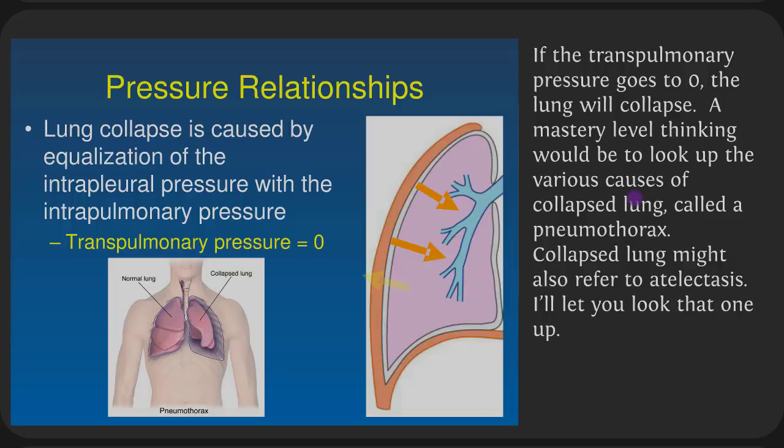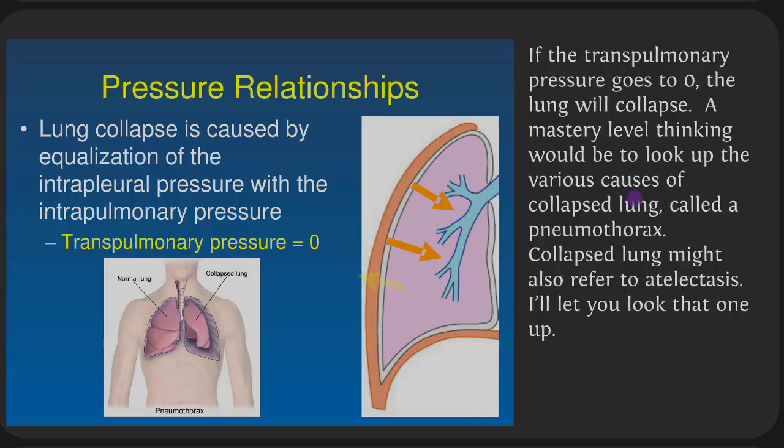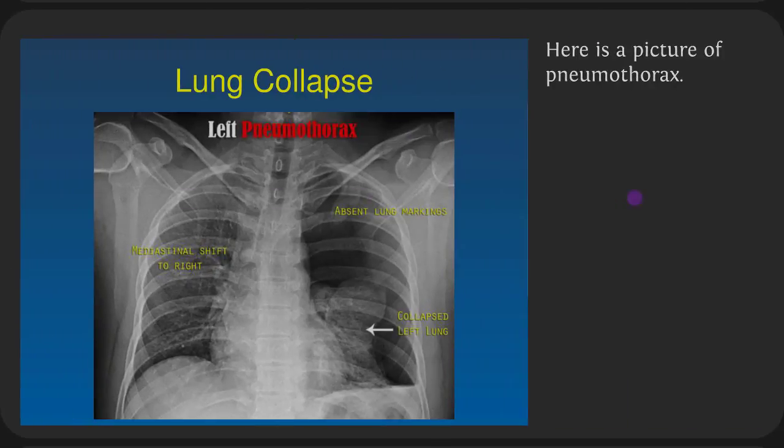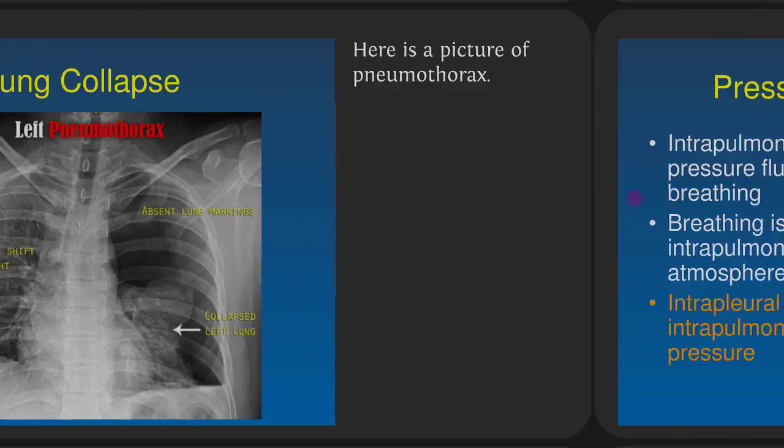A mastery level thinking would be to look up the various causes of collapsed lung, called pneumothorax. Collapsed lung might also refer to atelectasis. I'll let you look up the difference between atelectasis and pneumothorax to chase your mastery thinking. Here's a picture of pneumothorax.